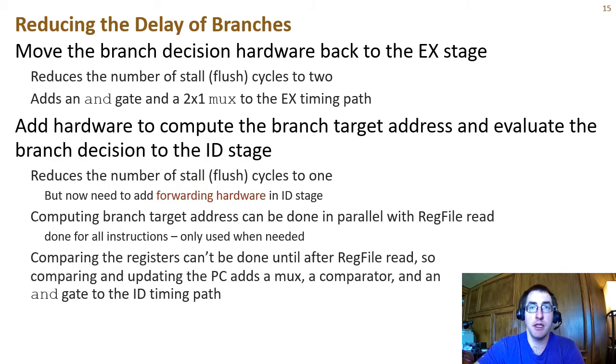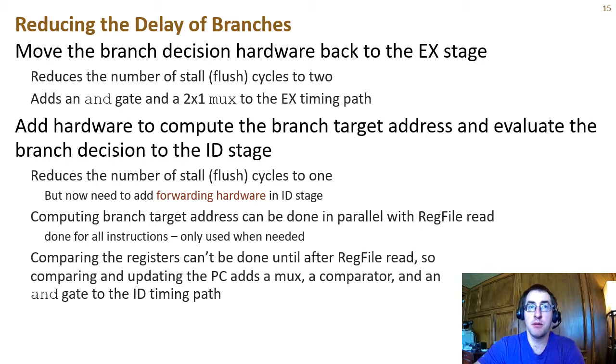A second option is to push the branch decision all the way into the decode stage, and this can reduce the number of stall cycles to 1. If we do that, we need to have forwarding hardware in the decode stage in order to forward values for the branch comparison. So the branch decision may need to have register values forwarded to it in the decode stage.